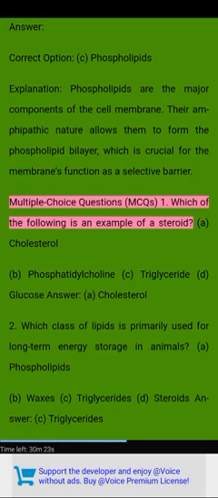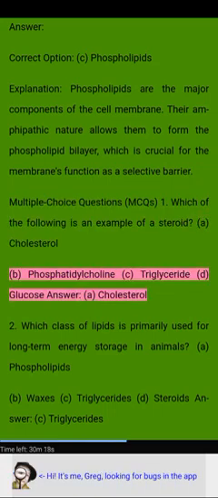Multiple choice questions. MCQs. 1. Which of the following is an example of a steroid? A. Cholesterol. B. Phosphatidylcholine. C. Triglyceride. D.